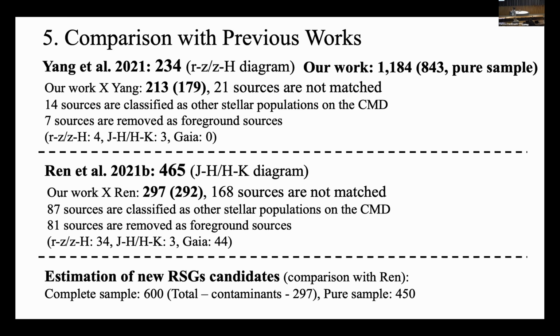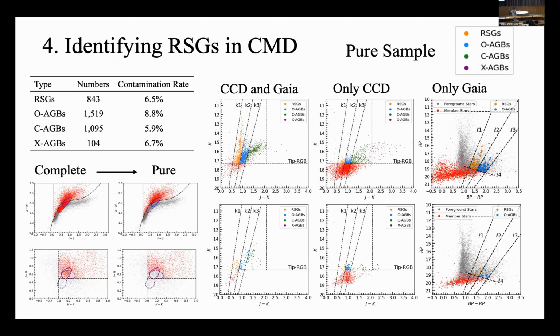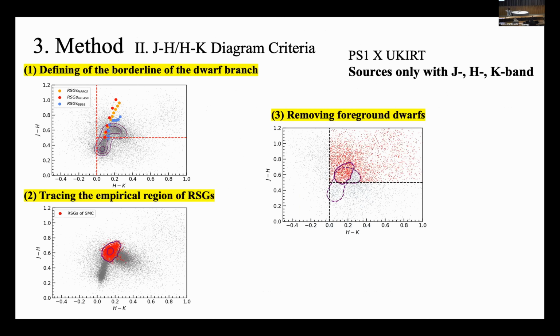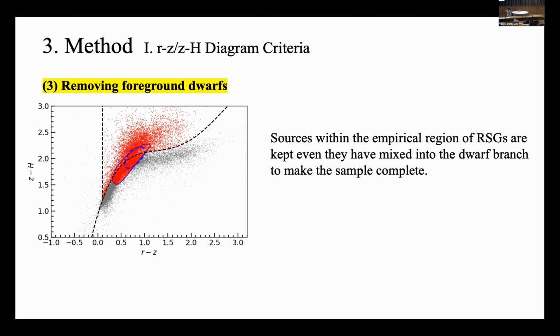Yes. For the first question, completeness: in metal-poor galaxies, RSGs are mixed into the dwarf branch. If we use the traditional CCD criteria, the borderline of the dwarf branch will remove all of the potential RSGs that have mixed into it. So in our work, based on the empirical region of RSGs, we keep the potential RSGs that have mixed into the dwarf branch.